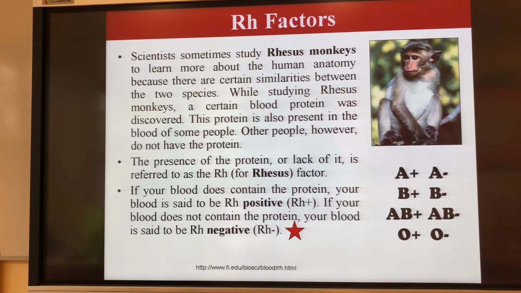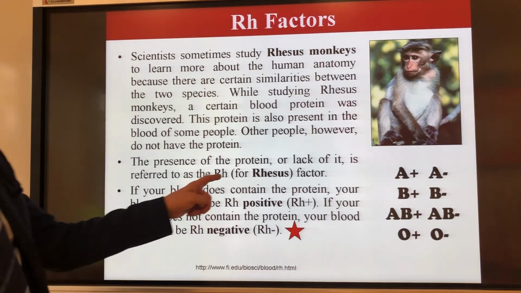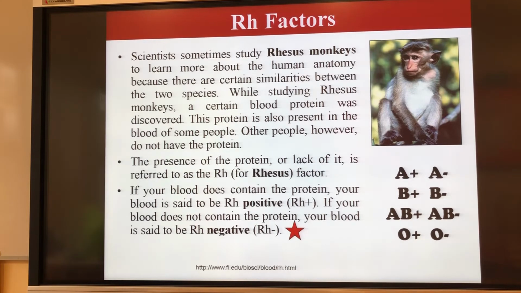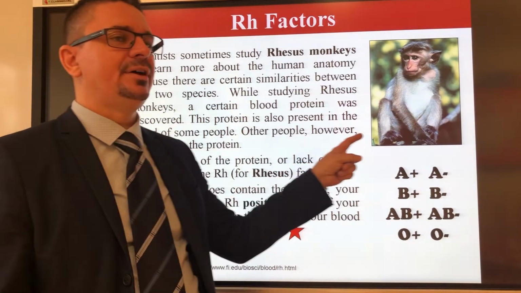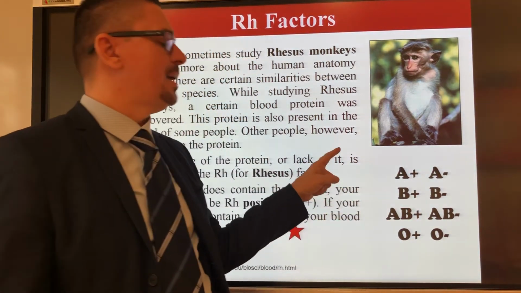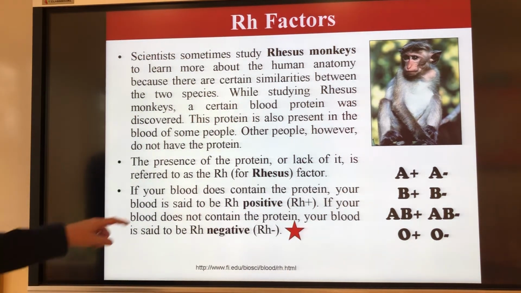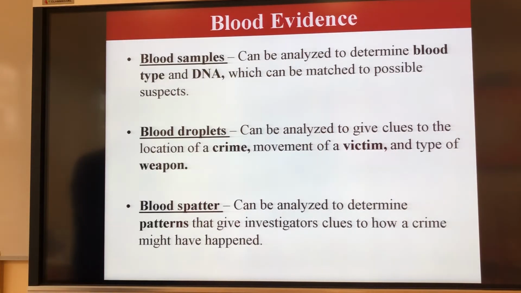The presence of the protein or lack of it is referred to as the RH, for rhesus, factor. So RH comes from the Latin name of this monkey, the first two letters. If your blood does contain the protein, your blood is said to be RH positive. If your blood does not contain the protein, then your blood is said to be RH negative. So this is how we can finally say that there are 8 basic blood types, because RH positivity and negativity are also part of the business.